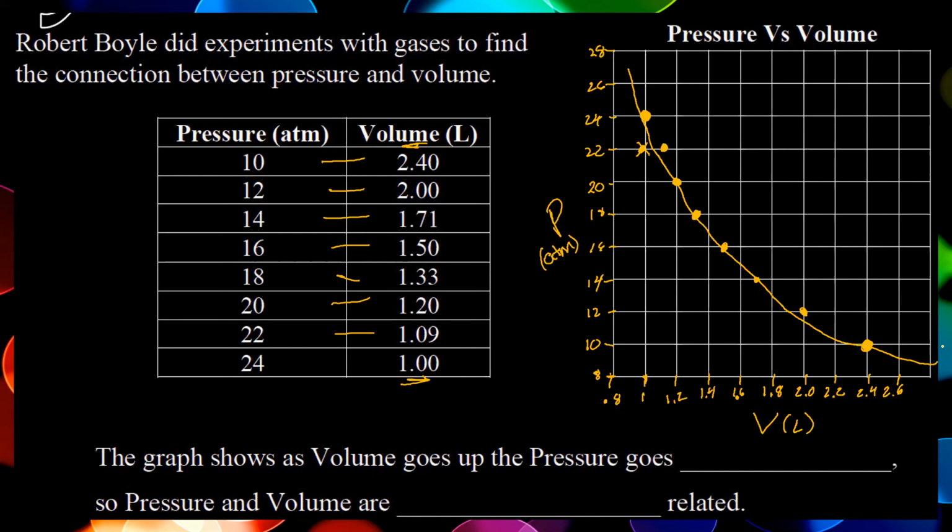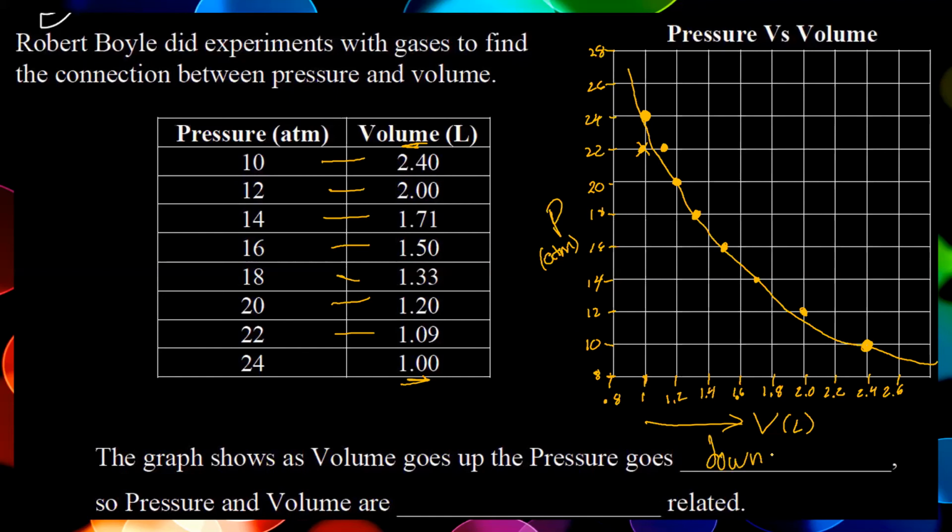So there we go. Now let's talk about this. This is down here at the bottom. Am I going too fast? Everyone got a line? Okay. Let's talk about this at the bottom. Help me out here. As the graph shows, as volume goes up, so as I go this direction on my graph from left to right, is the pressure going up or down? Yeah, it's going down. So that blank is down.